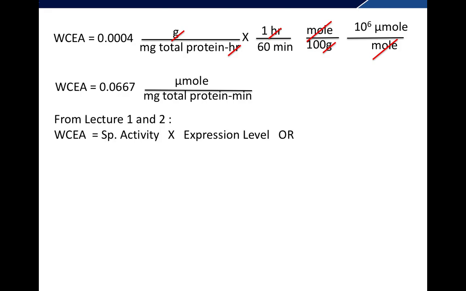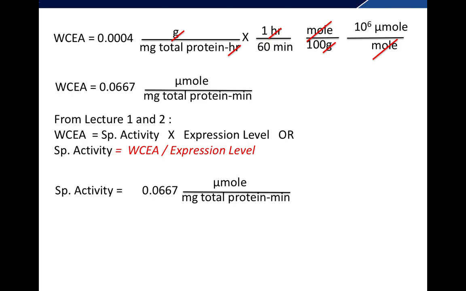So from previous lectures, we know that the whole cell enzyme activity is equal to the specific activity times the expression level. The whole cell enzyme activity is how good the lysate, or how good the cell guts are, at making your protein or making your product of interest. The specific activity is how good the enzyme is, right? And the expression level is how much of the enzyme you have inside the cell. Or, rearranging, the specific activity is equal to the whole cell enzyme activity divided by the expression level.